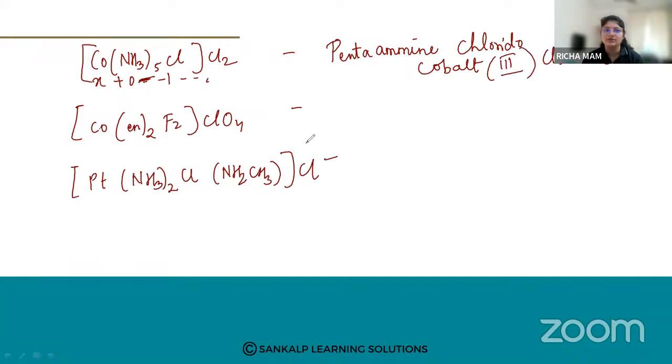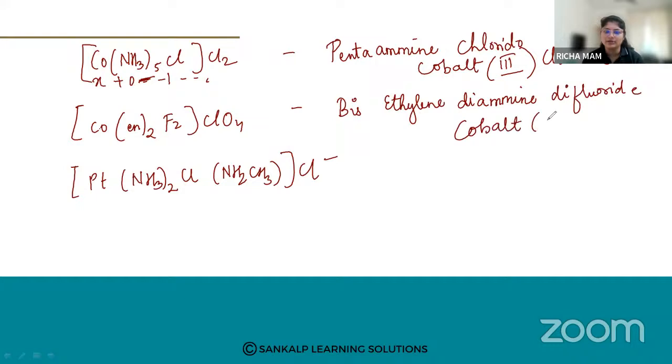Okay, next one. So you have ethylene diamine and fluoro groups. Ethylene diamine, E will come first, then F will come. So what will we write? Bis ethylene diamine, difluoride. Then we have cobalt 3, and this is chlorate, perchlorate. Okay, it is perchlorate.